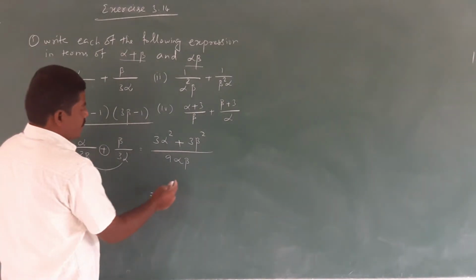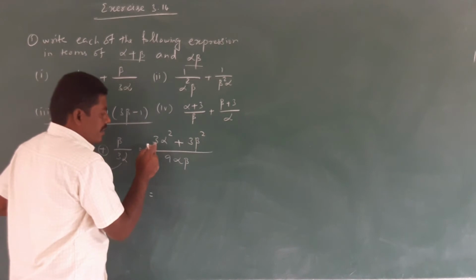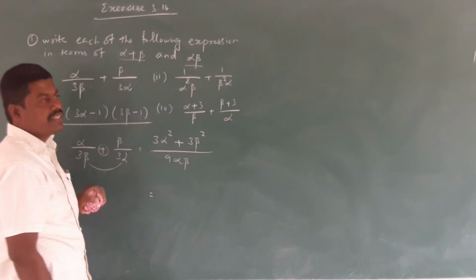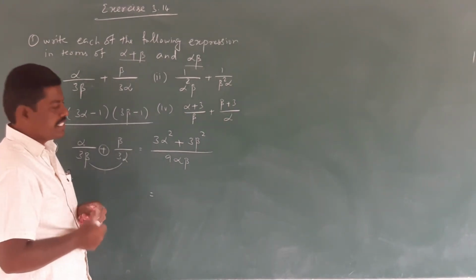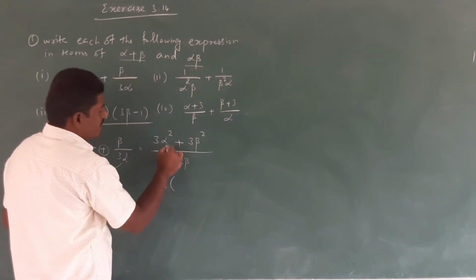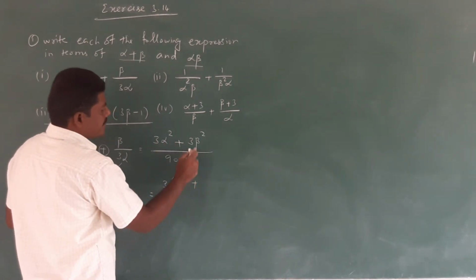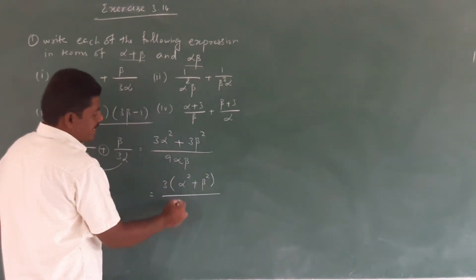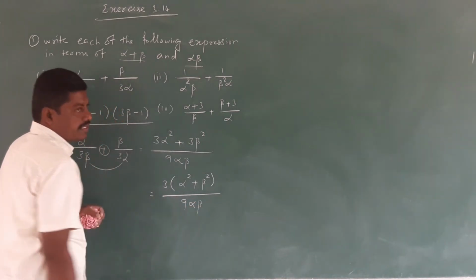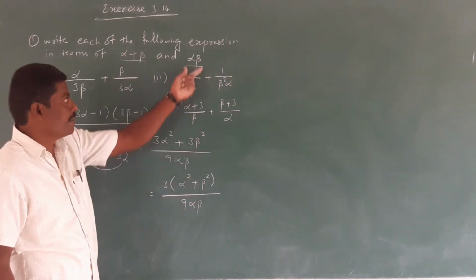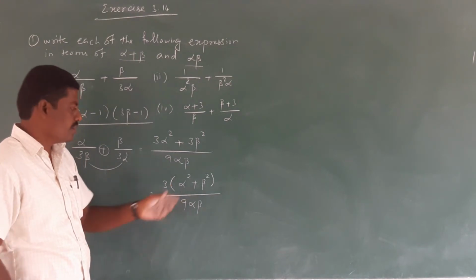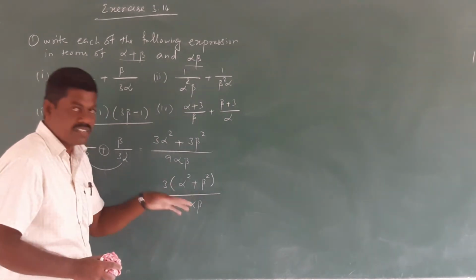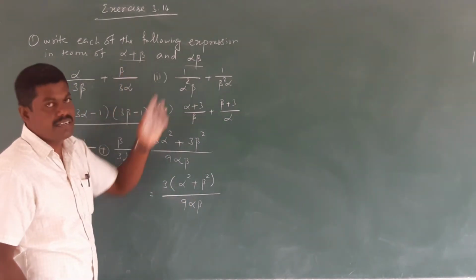Understand? So here 3 is there, here also 3 is there. So 3 is common, we can take outside. So 3 of alpha square plus beta square divided by 9 alpha beta. Understand? So denominator no problem. Alpha beta is there. Now numerator, here alpha square is there, here beta square is there. So now you want to convert this also in terms of alpha plus beta and alpha beta.